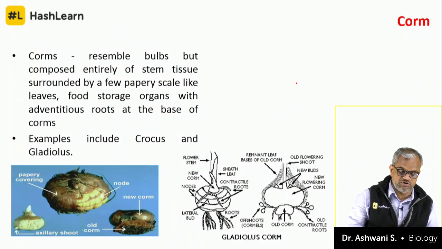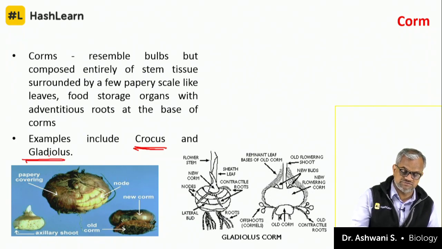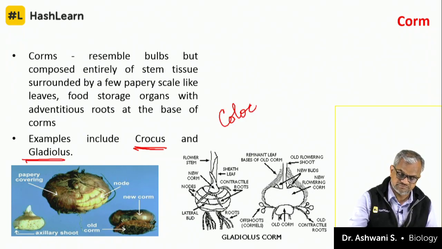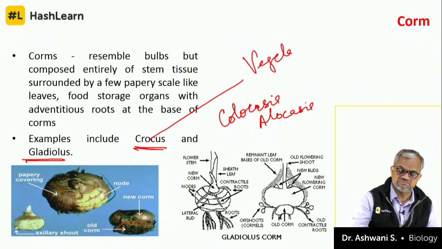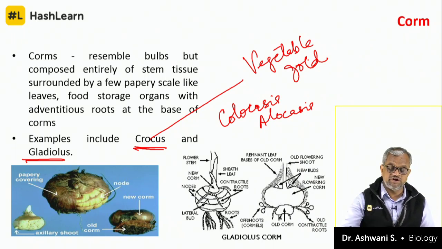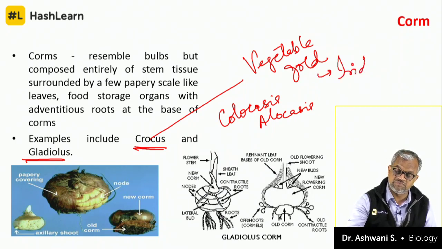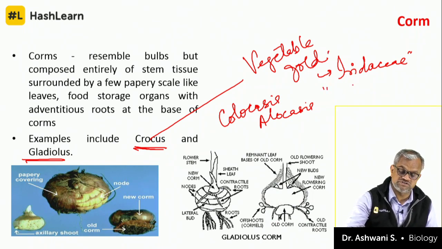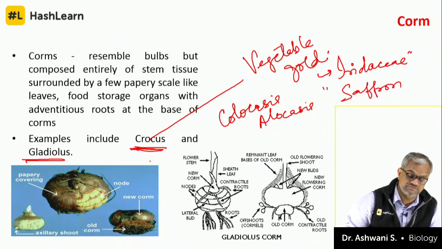Corm, Arbi, what you call it as, in crocus, gladiolus, colocasia, alocasia. Crocus is called as vegetable gold. It's called as vegetable gold. Belongs to family Iridaceae. This question was asked in AIIMS. Iridaceae, crocus, that is saffron. Kesar, what you call it as Crocus sativus.